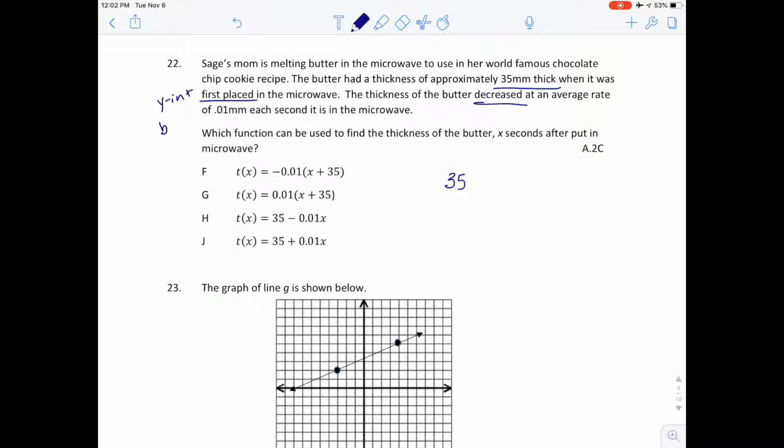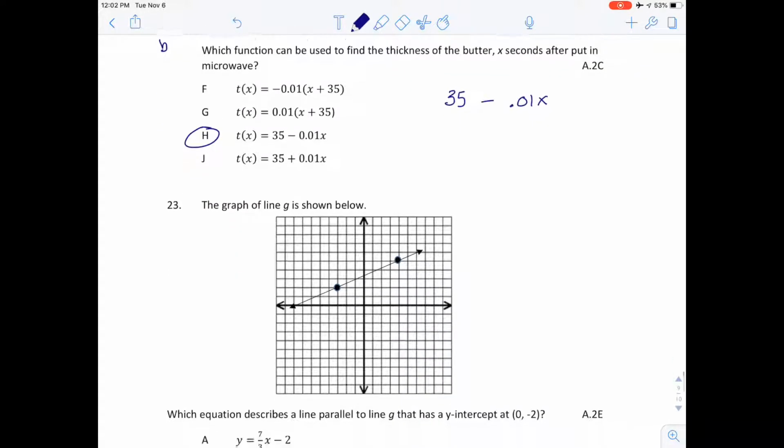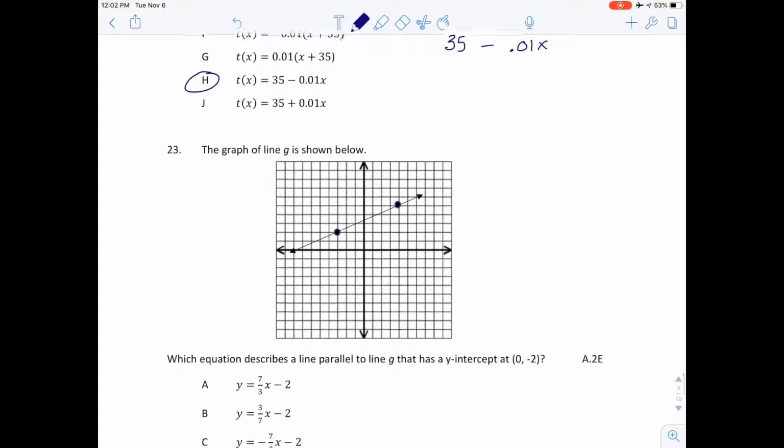And then the thickness of the butter decreased, which means I'm going to subtract at a rate, so this is going to be my slope, of 0.01 millimeters each second. All right, and actually they don't use an S there, they use an X in place of S. So which equation is that? T. So it starts at 35 millimeters thick and goes down 0.01 every second.